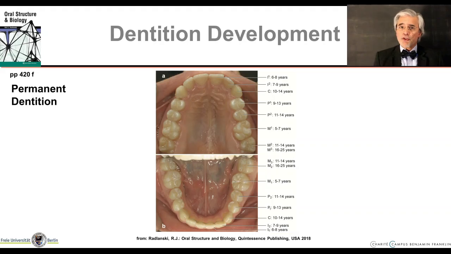Here I can briefly show the permanent dentition with the timing of the eruption for each tooth. I do not have to go further into details here, as I said before. You can find further details in the textbook on page 420.